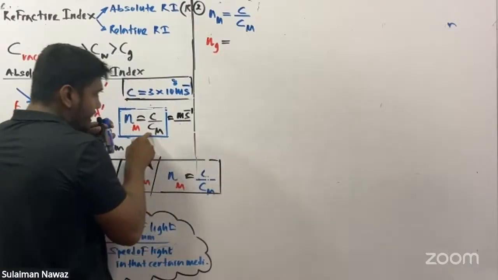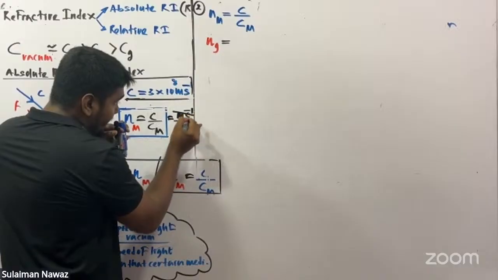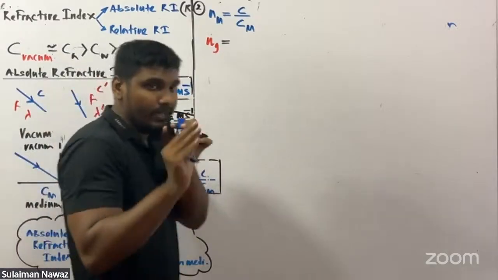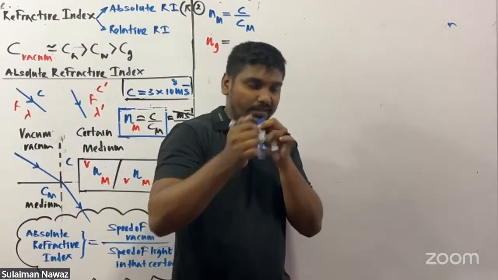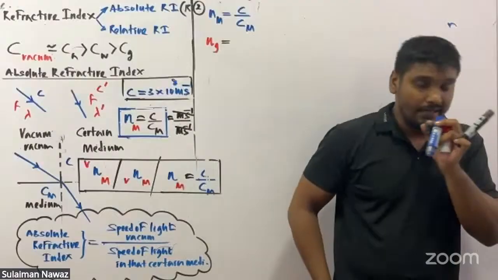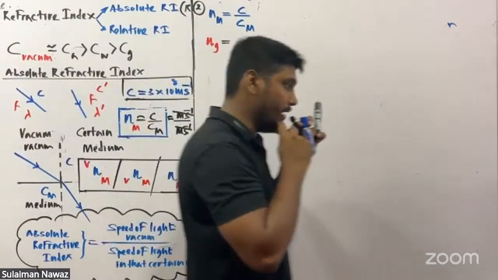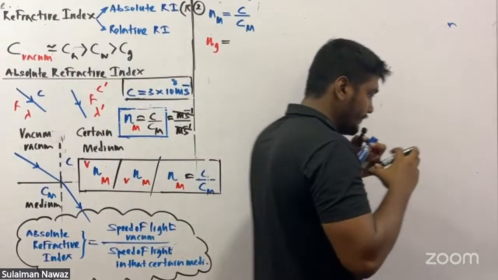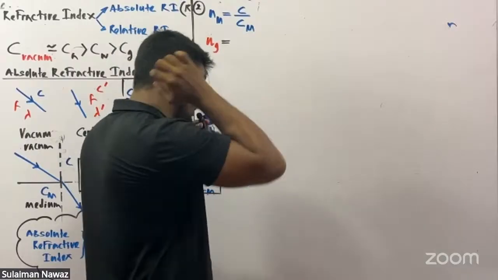Speed of light in the medium is also in meters per second, ms minus 1. They get cancelled out. Then we know that, remember, absolute refractive index does not have units or dimensions. Write down in red color pen. Important point 2: absolute refractive index does not have any units or dimensions.